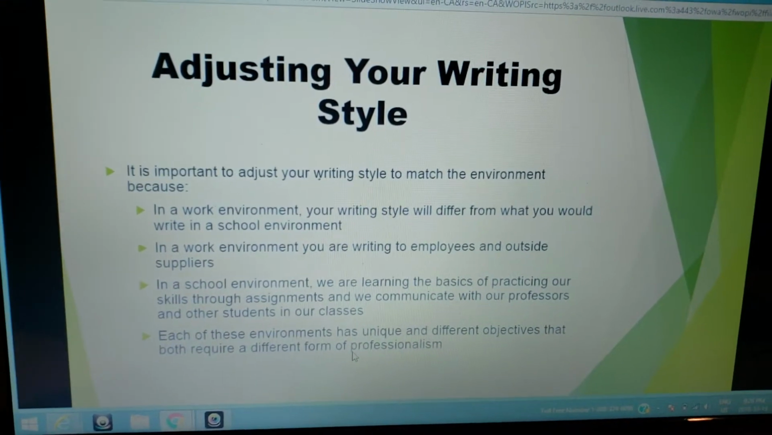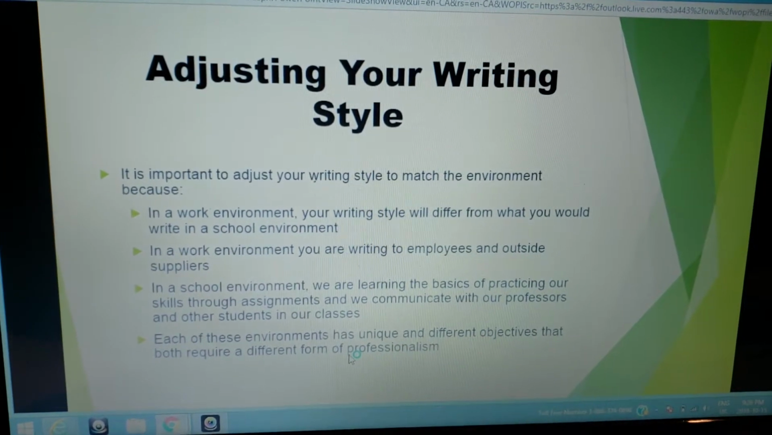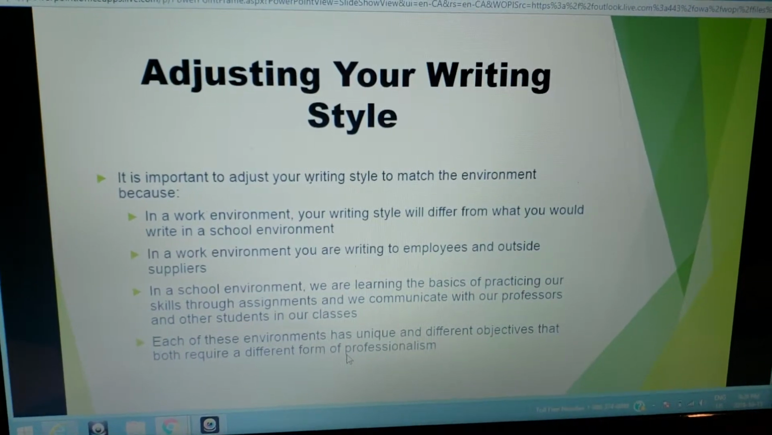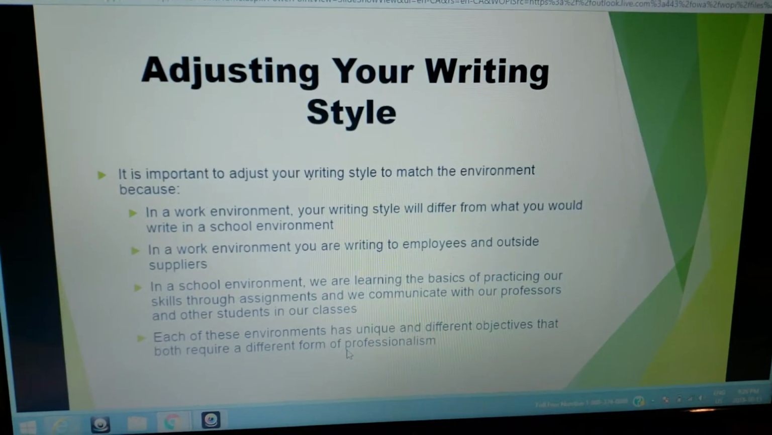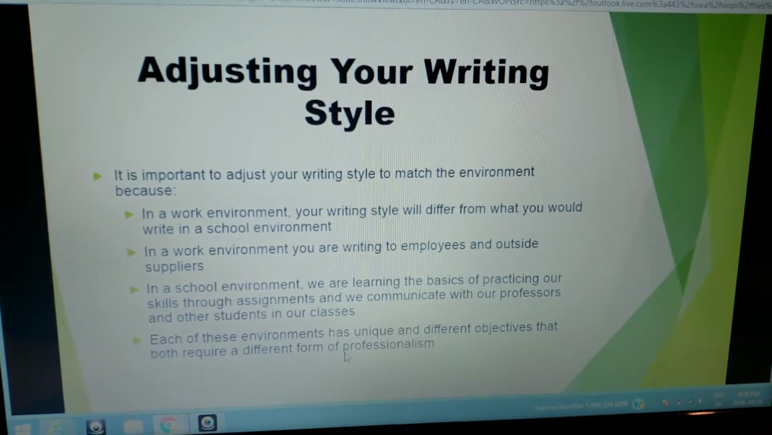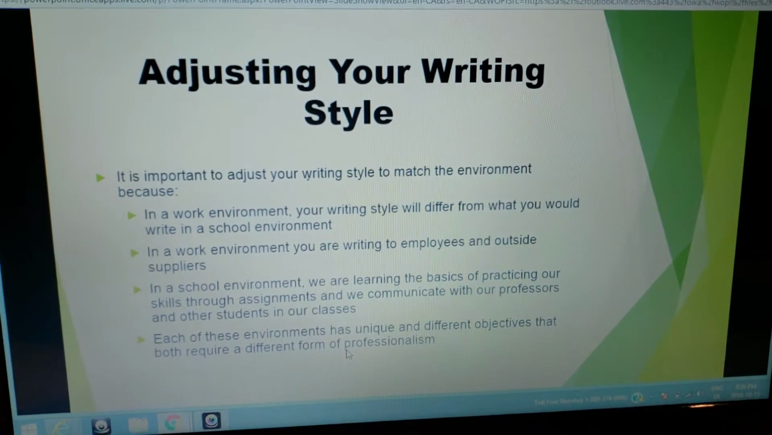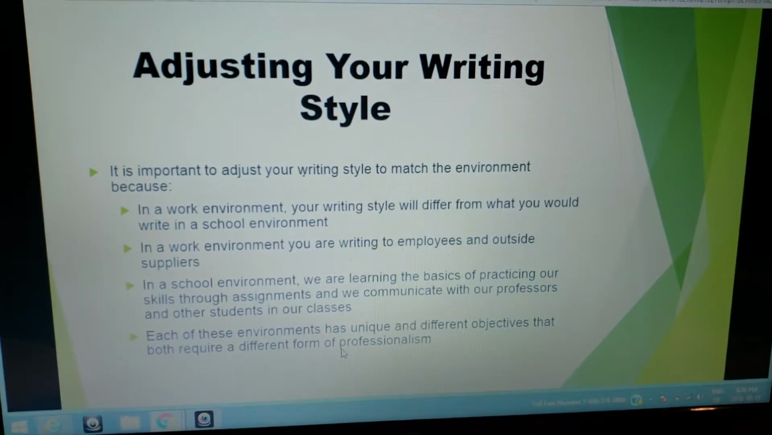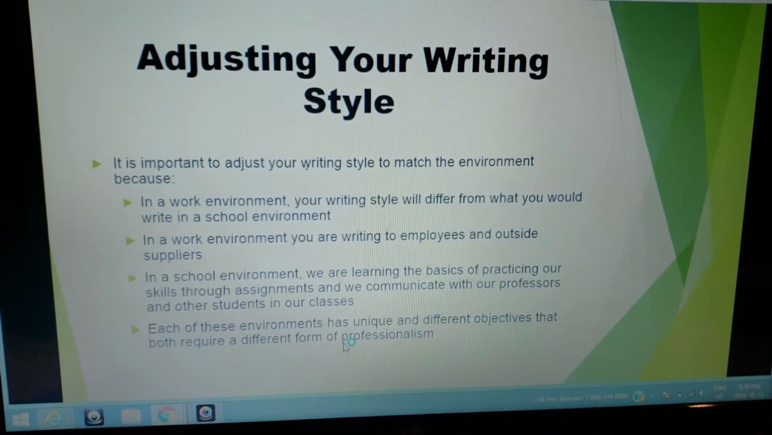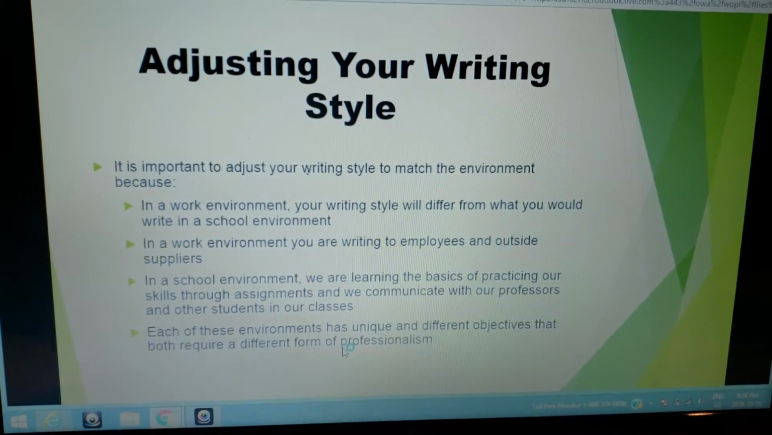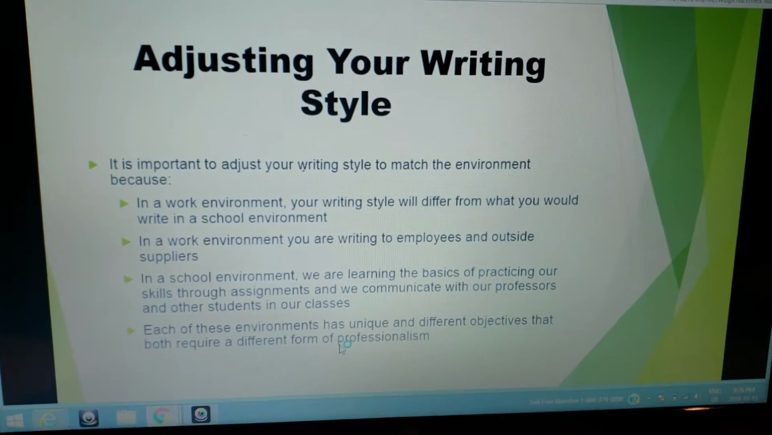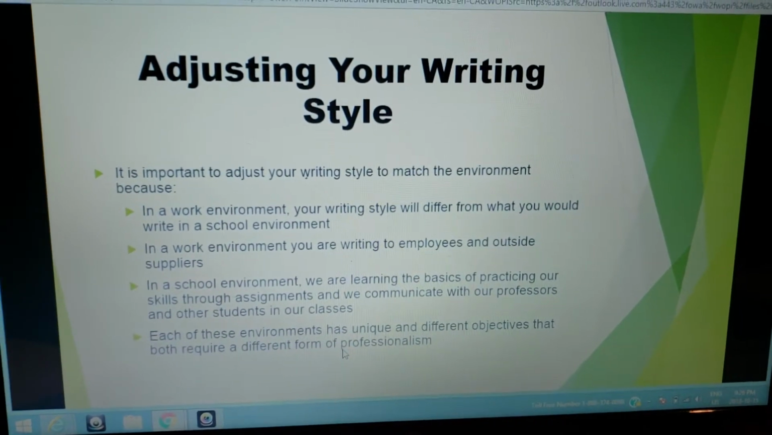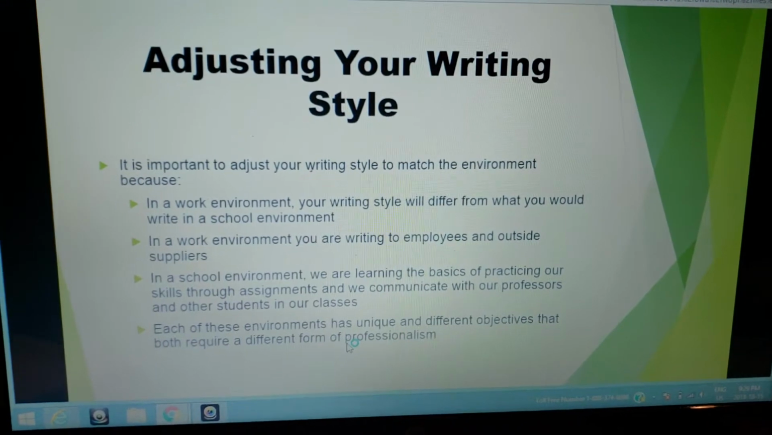So, adjusting your writing style. It is important to adjust your writing style to match the environment because in a work environment, your writing style will differ from what you would write in a school environment. In a work environment, you are writing to employees and outside suppliers, and communicating with, let's say in my work environment, a difficult clientele, which are inmates. They are sometimes not the easiest to communicate with, so I must establish the importance of boundaries and the message I'm trying to get across in an easy and clear manner.